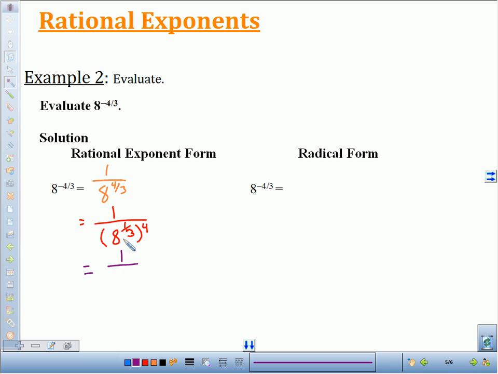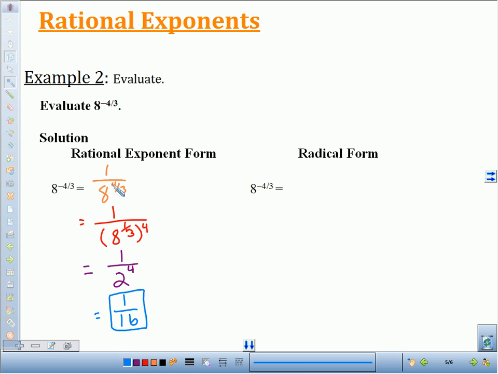Now, the 1/3 power of 8 is the 3rd root of 8. 8 to the 1/3, if you are not sure about this, you can put it in the calculator, is 2. But it's still to the 4th power. Now I have 2 to the 4th power, 2 times 2 times 2 times 2, which is 16, so 1 over 16. And that is my final answer.